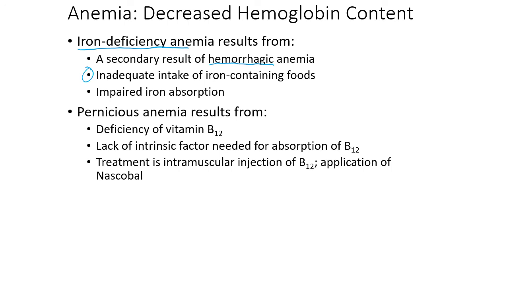The digestive tract could be the culprit as well, in that they're not getting good absorption of the iron either. Speaking of lack of absorption, we have pernicious anemia. So I mentioned pernicious anemia in relationship to vitamin B12 before. Vitamin B12 is necessary for the production of normal red blood cells.